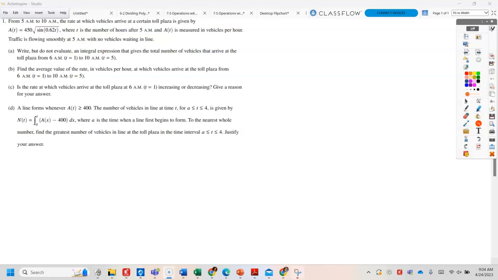So what it says is it starts at 5 a.m. to 10 a.m. So we have a time interval. And it gives us the rate at which the vehicle arrives at a certain toll plaza. So we are given a rate. So again, it's kind of like being given a derivative. So we want to treat that as like the middle function.